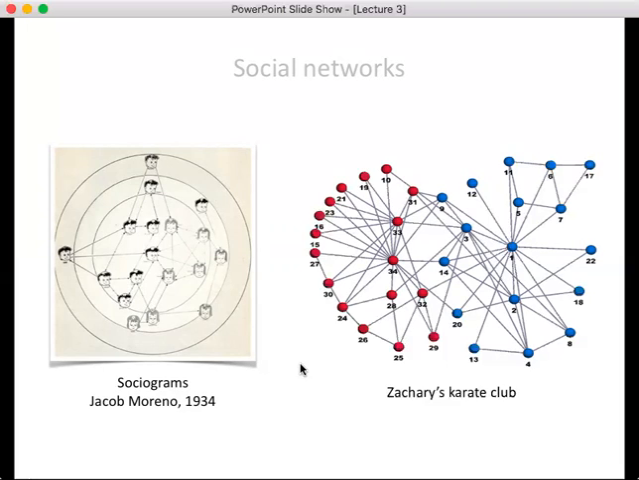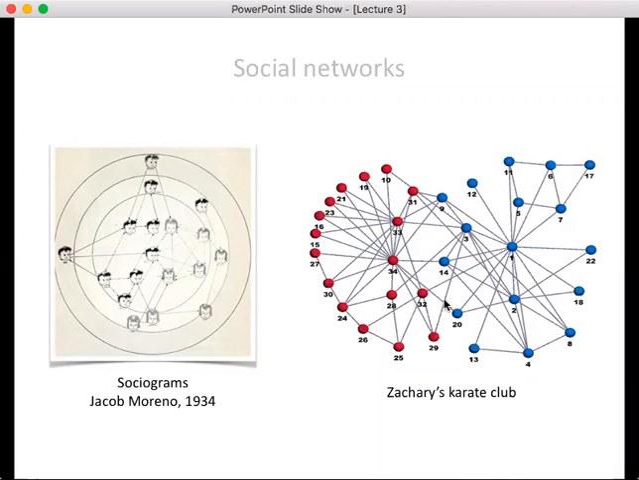So what this scientist did was to study which people were interacting with which other people outside the karate club, so socially. And he came up with such a graph. You can notice here that there are two groups, color-coded red and blue. And these two groups are very well connected within themselves, but not so connected with the other group.